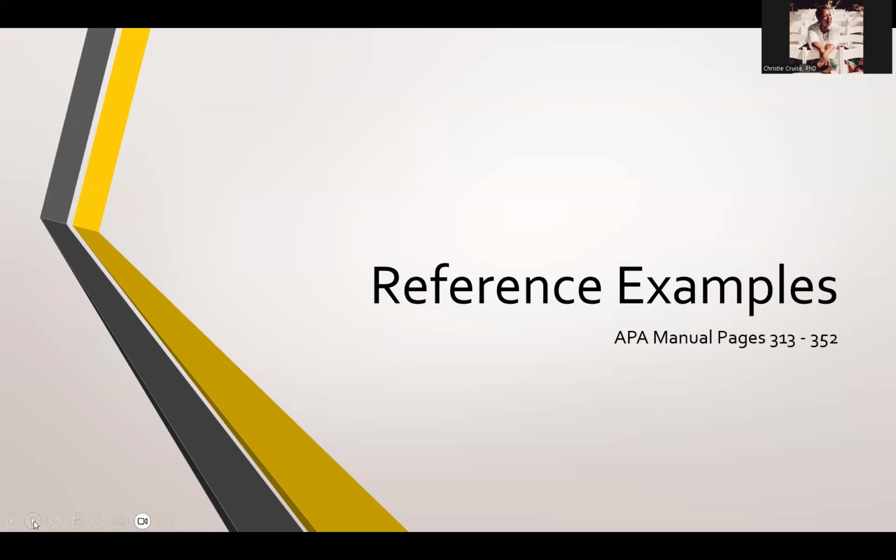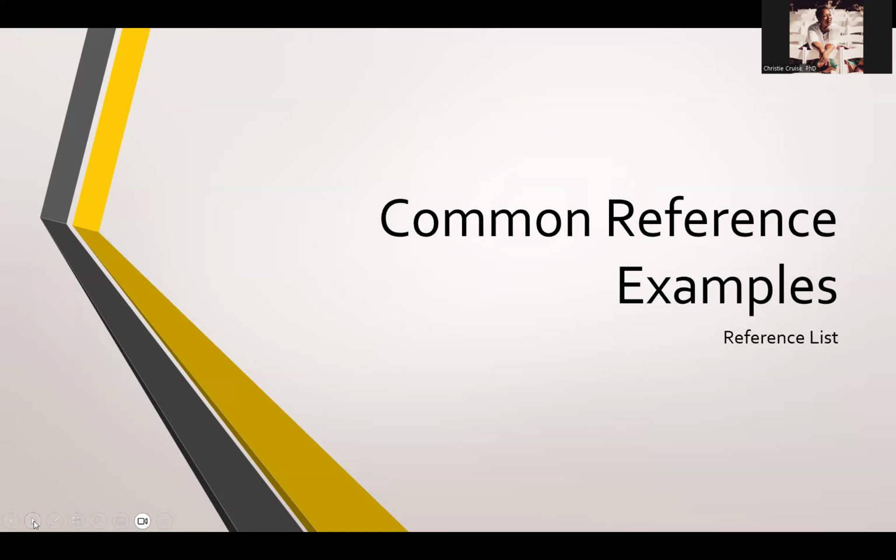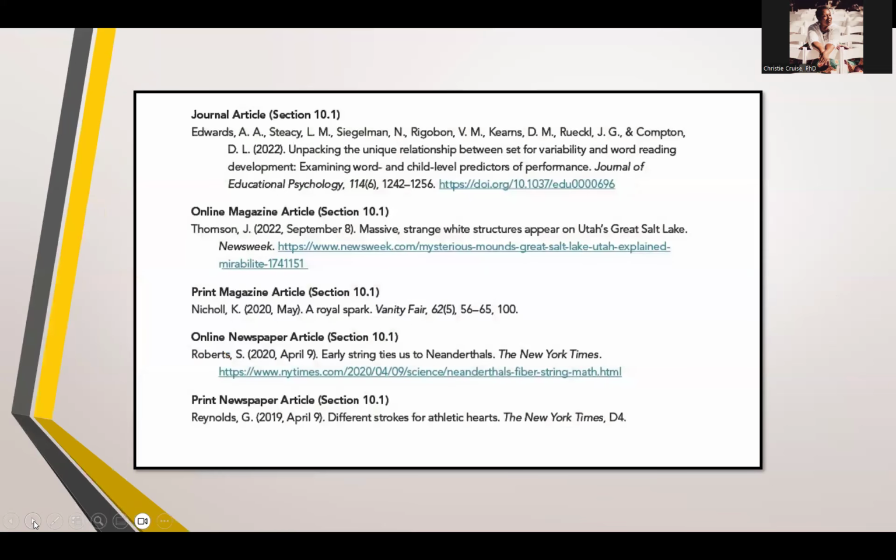So let's take a look at some common reference examples. The reference examples can be found in your APA manual, pages 313 through 352. And what I have included here are just common reference examples from the reference list. So I'm not going to include all, but the ones that most likely are going to come up. So for example, with your journal article, this is a common one: journal article, online magazine article, print magazine article, newspapers. These are all common types of references. And so let's just take a look through these.